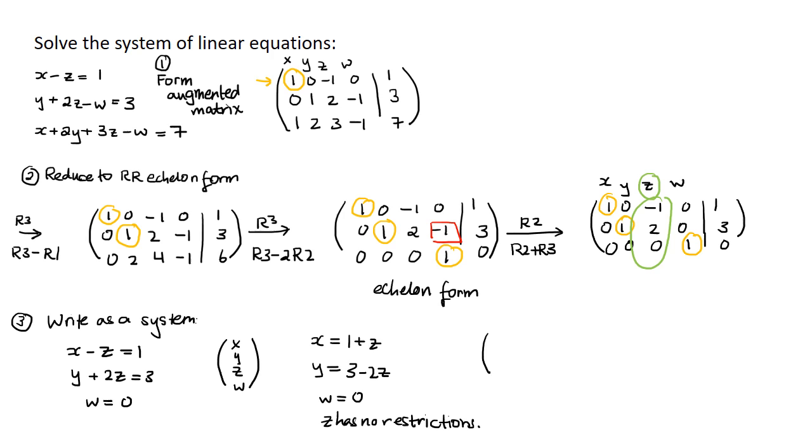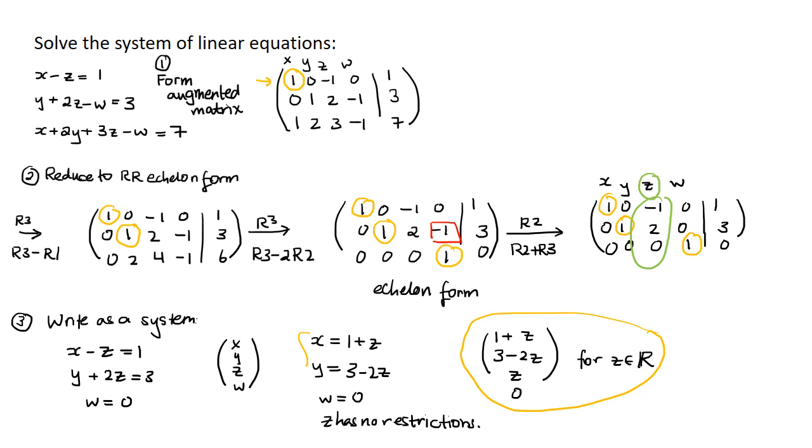And if we wanted to write solutions, we could write them as x equals 1 plus z, y equals 3 minus 2z, z is just z, and w is equal to 0. All solutions will have a form that looks like this, for z any real number. So we have two ways of expressing the solution to the system of linear equations. We can express it with this system of equations, or as a vector in this way on the right.